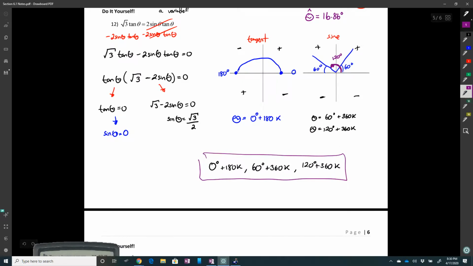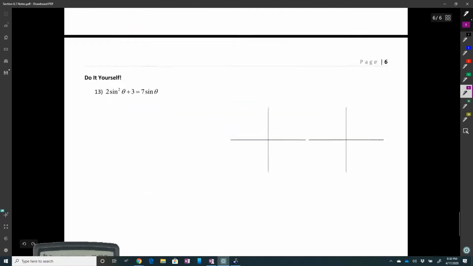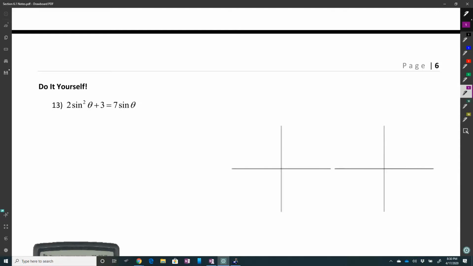Alrighty, let's move on to the last two. So this next one is 2 sine theta plus 3 equals 7 sine theta. Now, whenever you see a quadratic or a square in this one, especially in the 6.1 question, it's either factorable or quadratic formula. It turns out that this one's factorable. For the same reason, I want to bring everything to one side. So I have 2 sine squared theta minus 7 sine theta plus 3 equals 0.